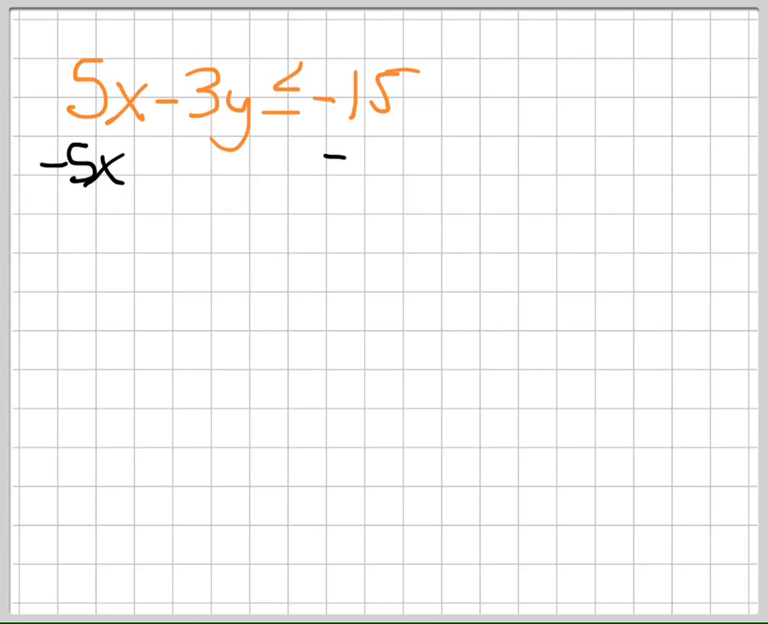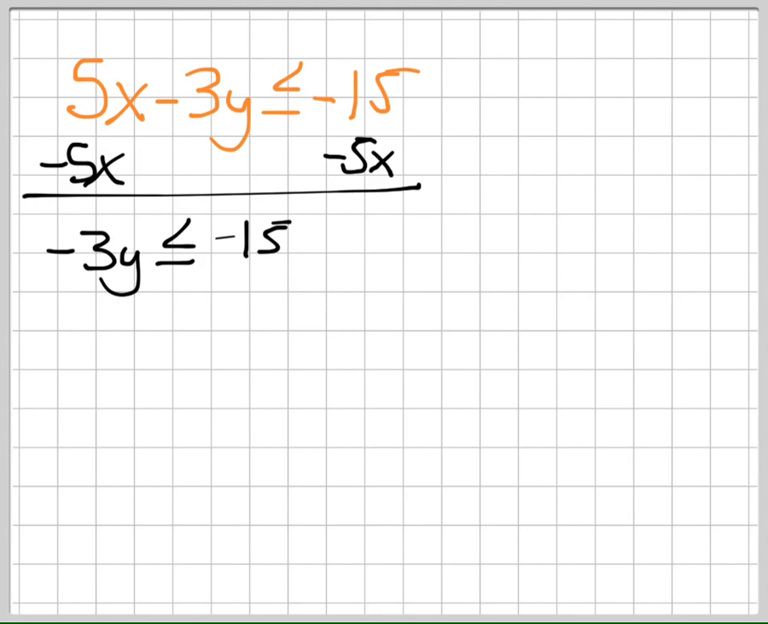So we'll start by moving that positive 5x to the other side. That's going to leave me with -3y less than or equal to -15 minus 5x. I then need to get rid of that multiplication by -3. So I will divide everything by -3. That's going to leave me with 1y. Positive 5 because it's -15 divided by -3.